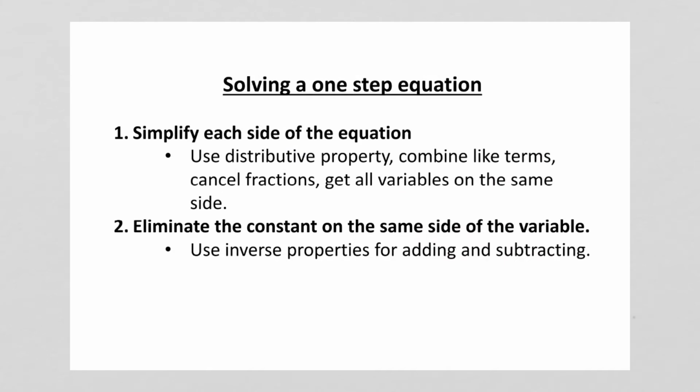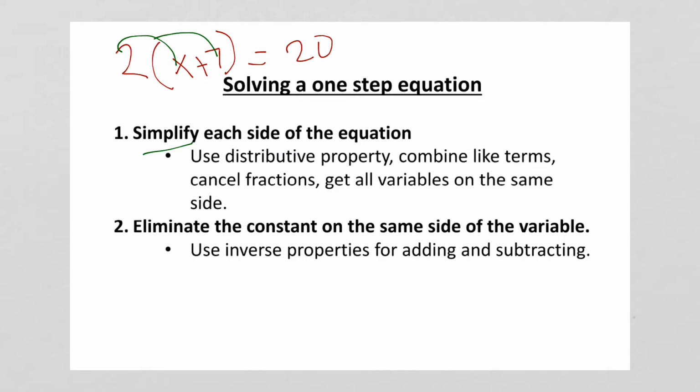Solving a one-step equation. You're going to simplify each side of the equation, use the distributive property, combine like terms, cancel fractions, and get all variables on the same side. That's a lot of work, but what they're saying is, for example, if I have 2(x + 7) equals, let's say, 20, what ends up happening is I have to simplify first. I have to distribute this out.